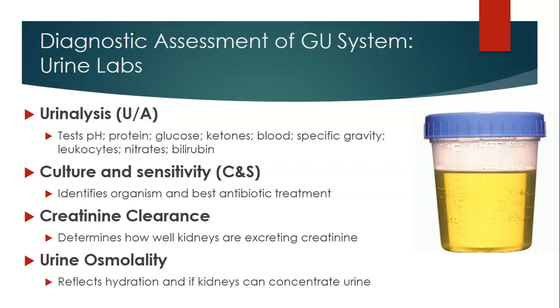Finally, urine osmolality. This is used to determine whether the kidneys can actually concentrate urine, and it helps to overall give us an idea of hydration status. Increases in osmolality can indicate dehydration, azotemia, which is a vocab word, so look it up, or chronic renal disease. And a decrease in osmolality can indicate a low sodium diet, excessive water intake, or something like diabetes insipidus.